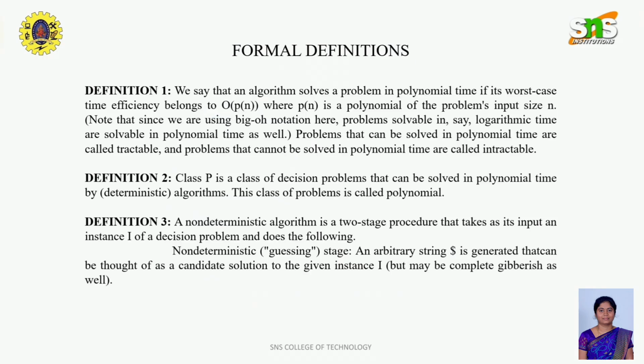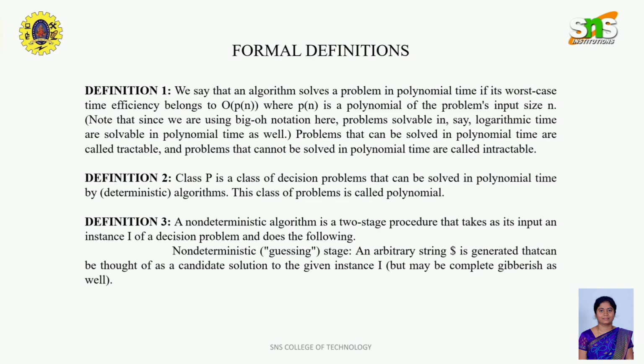We say that an algorithm solves a problem in polynomial time if its worst case time efficiency belongs to O(p(n)), where p(n) is a polynomial of the problem's input size n. The second definition is that class P is a class of decision problems that can be solved by polynomial time algorithms. This class of problems is called polynomial.